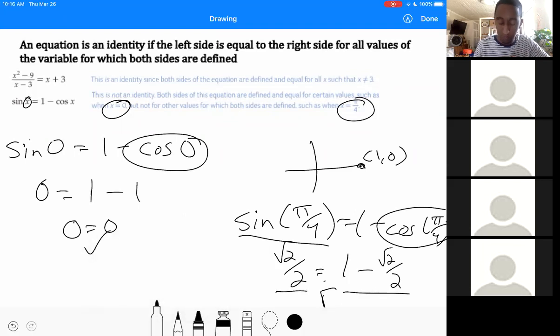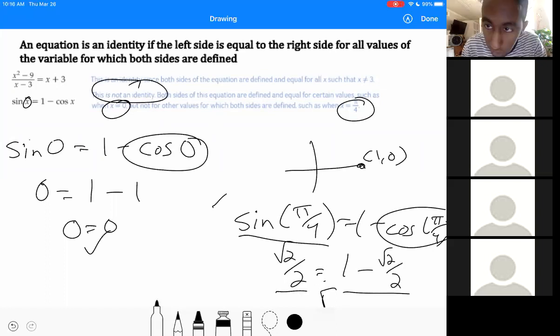Is it undefined there, or is it just false? It's just false. So therefore, this is not an identity because it has to work for every x value.